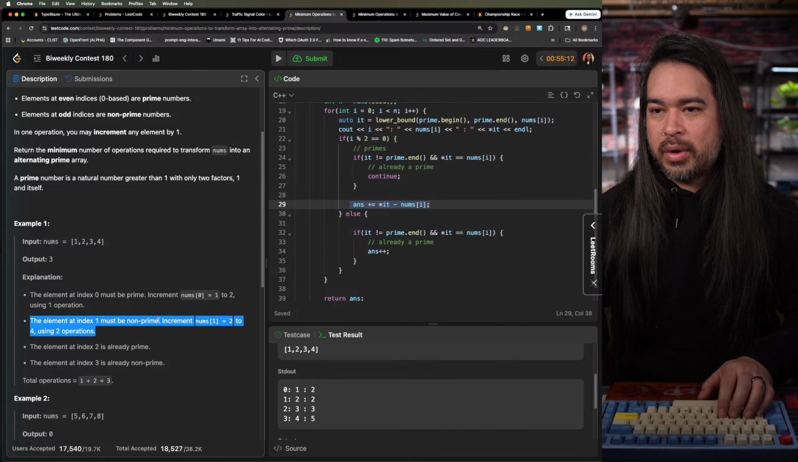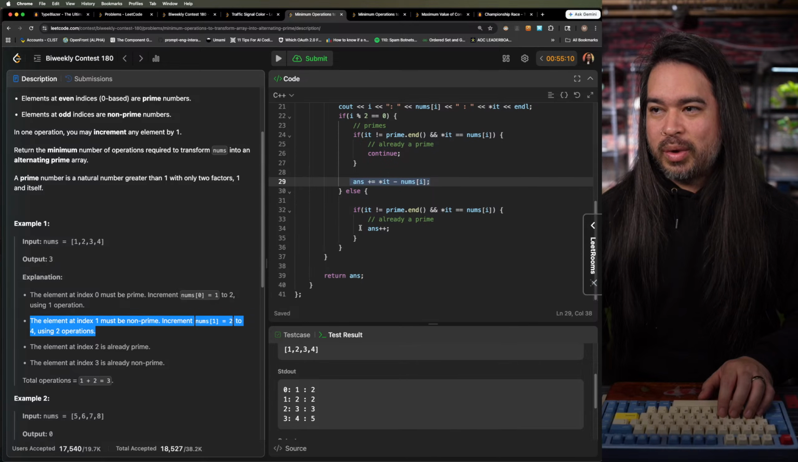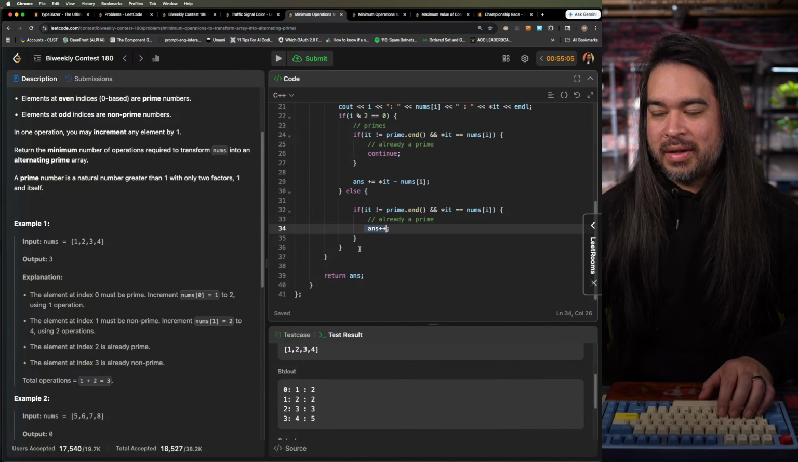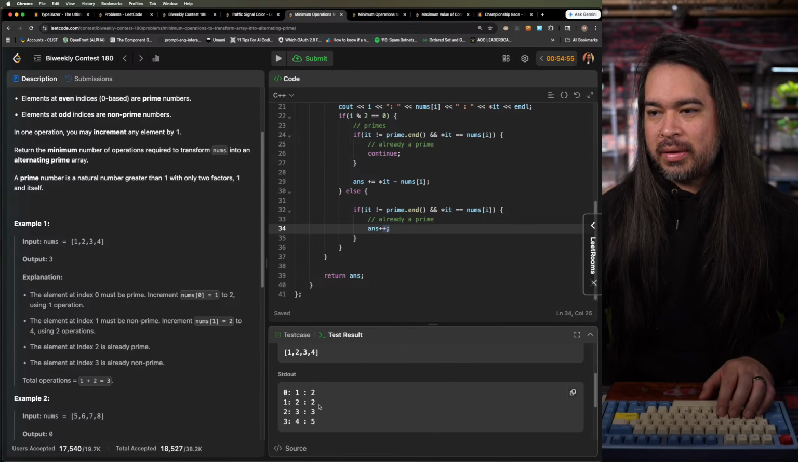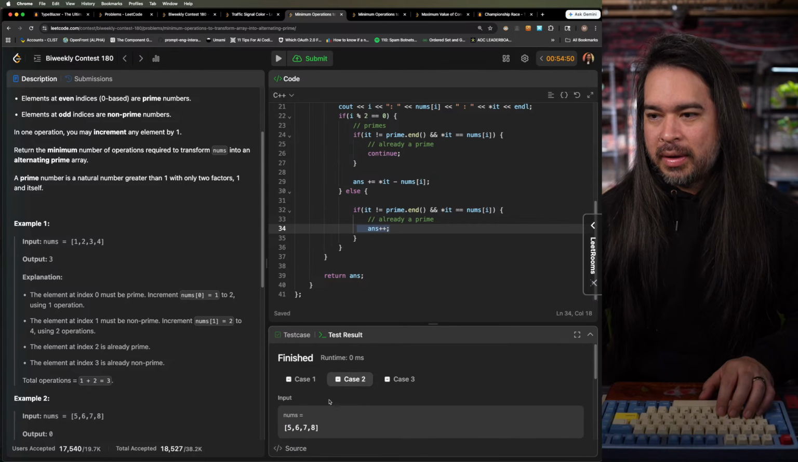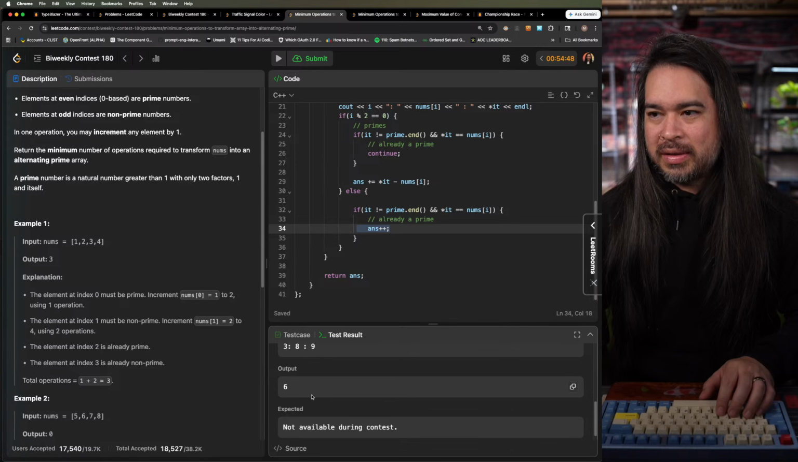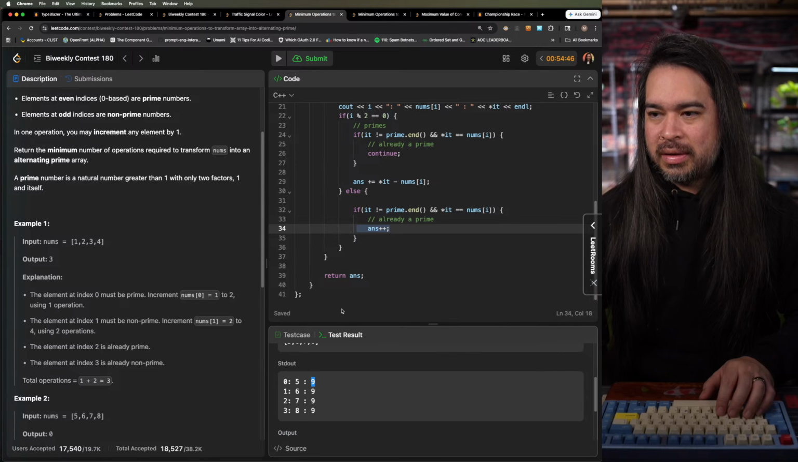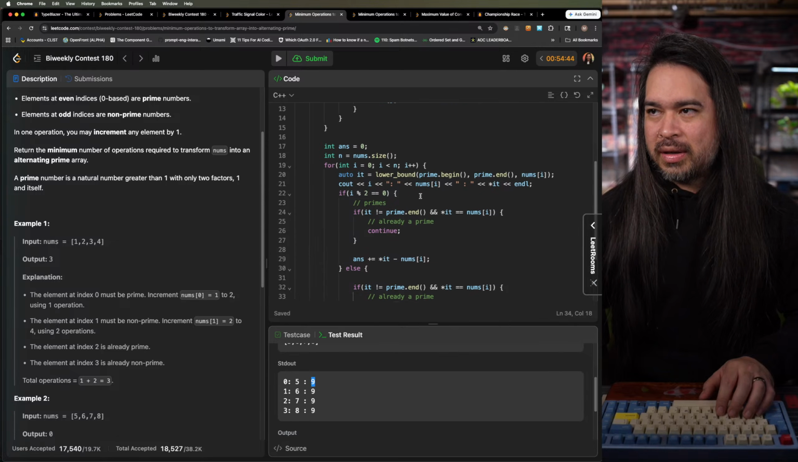Oh, index 1 must be a non-prime. So that's 2 operations actually, even though I say it's... So this is wrong already. Index, this is already a prime. So wait, how the hell? Oh, it's wrong because of this part. And then in these, I'm guessing, crazy talk, man. What is that?